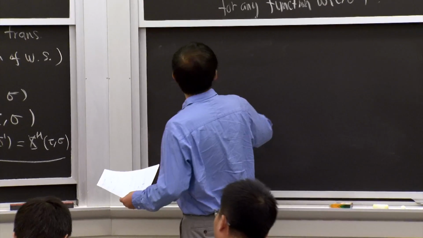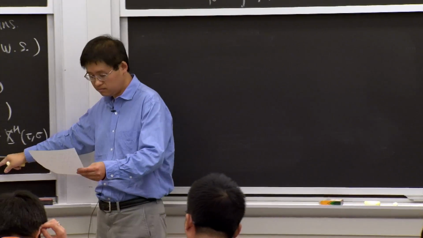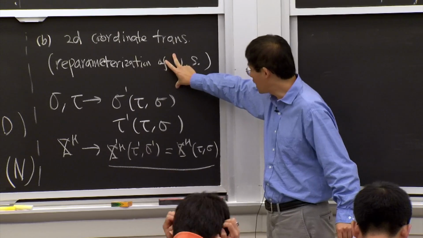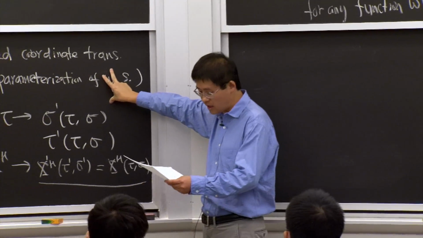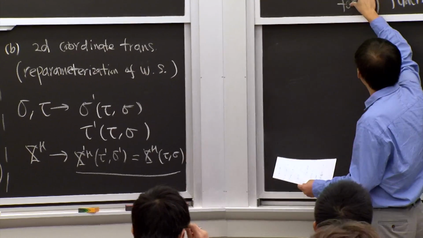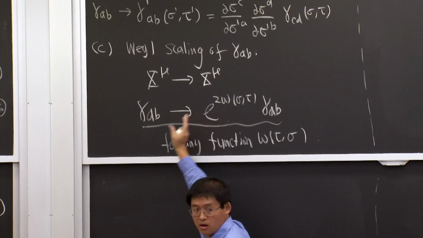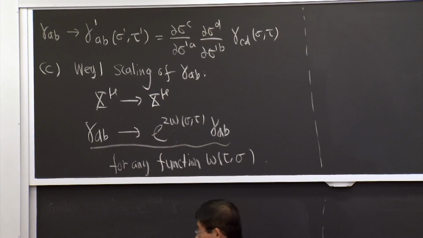So now the second step is fixing the gauge. We have two gauge freedoms. One is to change the coordinates, and one is to do a scaling. Okay? So before we fix the gauge, let's do a little bit of counting.